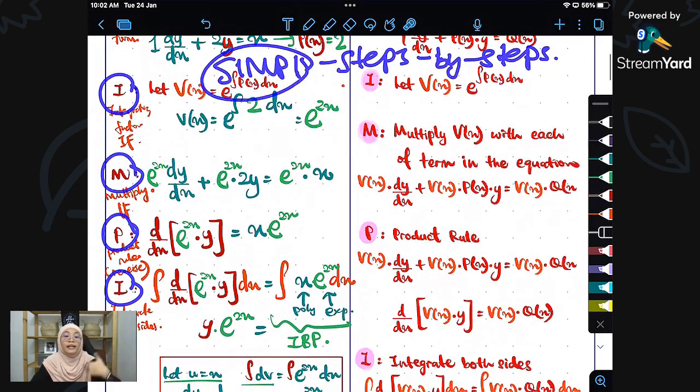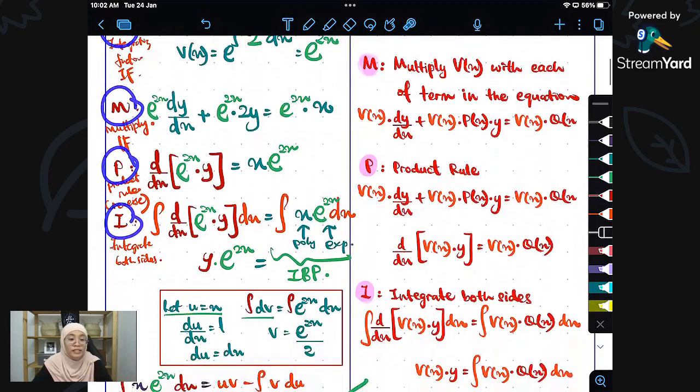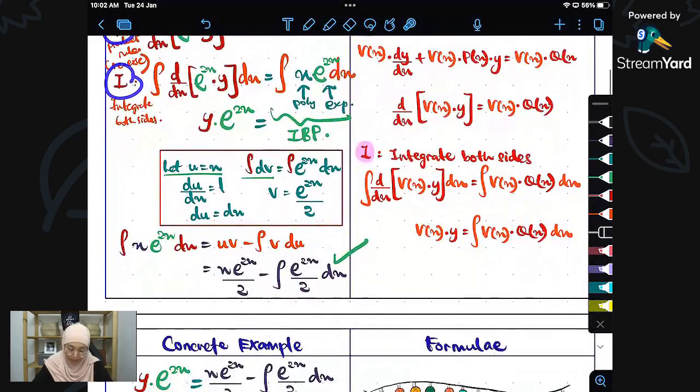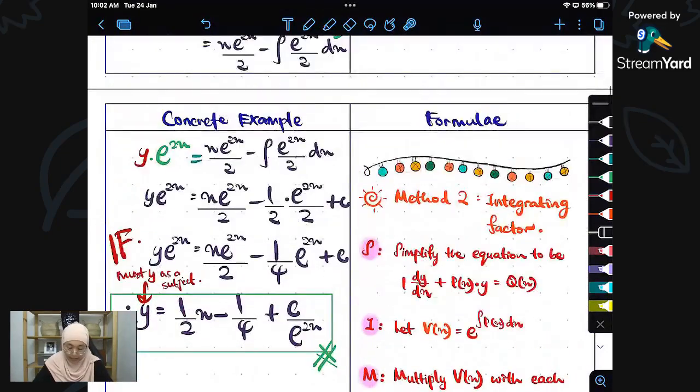Untuk apa? Untuk senang saya mengajar dan juga senang untuk student mengingat dan menghafal. That's it. That is how the SIMPI technique is used. And we got the answer in terms of C sebab ini adalah general solution. We are not given yet the conditions. We will do that in our next video.